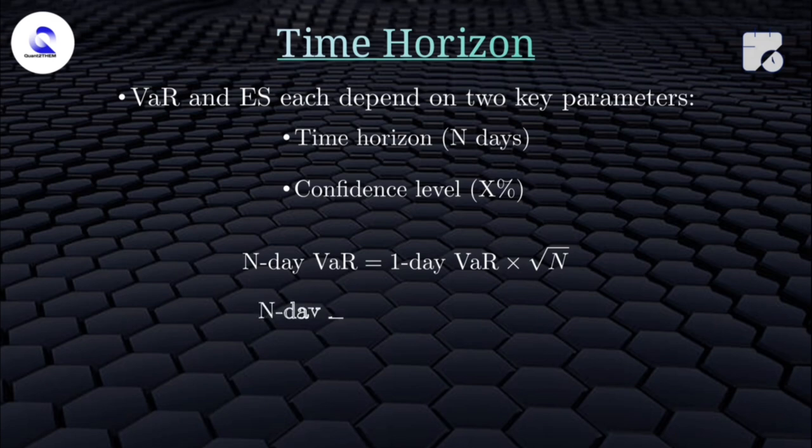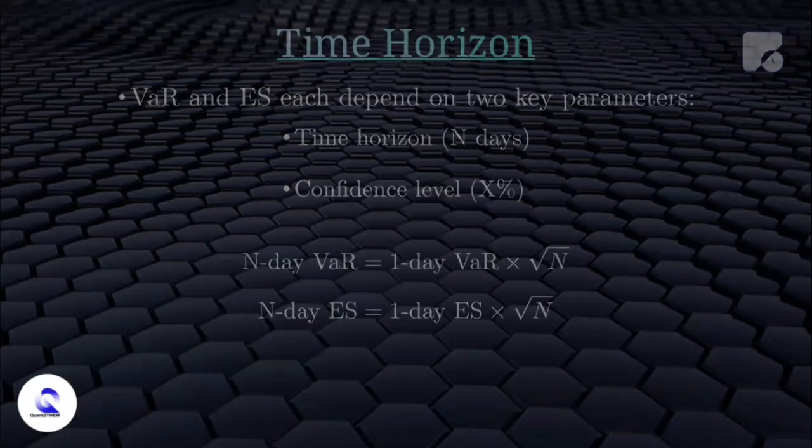This scaling assumes returns are independent and identically distributed, which works in many cases, but not always during market stress. Still, this simple rule gives us a quick way to estimate risk over long horizons.